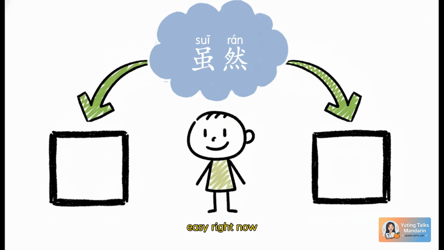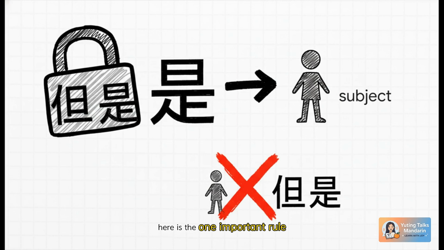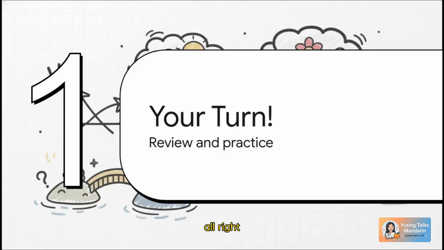Easy, right? Now, here is the one important rule you really have to remember. While 虽然 is flexible, its partner, 但是, is not. It always comes right before the person or thing you're talking about in the second part of the sentence. So the crucial point is, 但是 comes first, then the subject. That's the key.